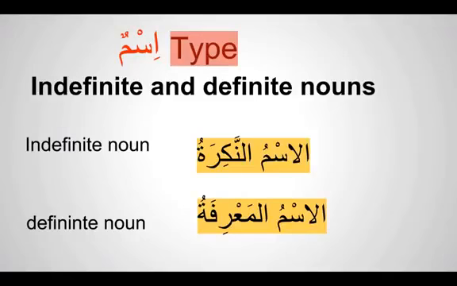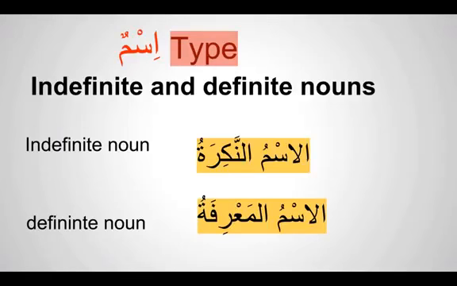And how do we recognize a noun is definite? So we've learned that the definite article al makes a noun definite, and when there is al, the noun will get a single dhamma. It cannot have a tanween. It cannot have two dhammas, two fathas, two kasras when we have al.